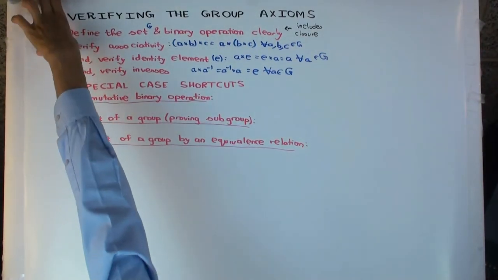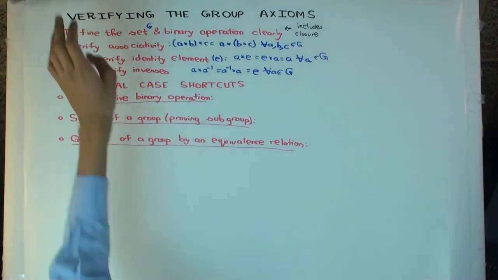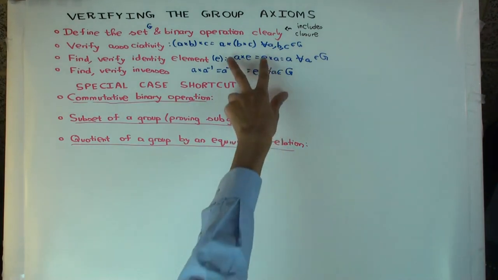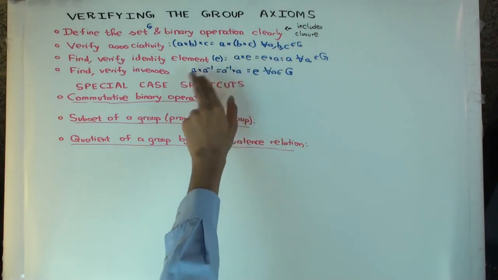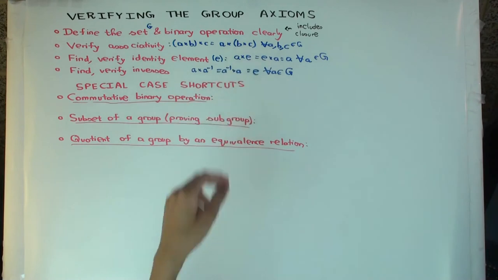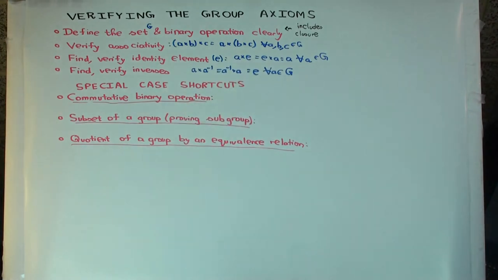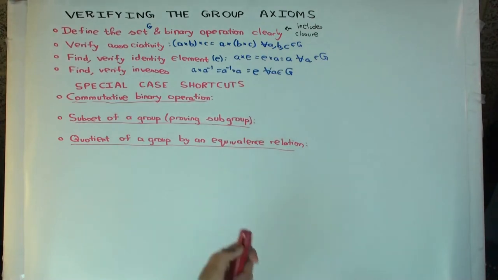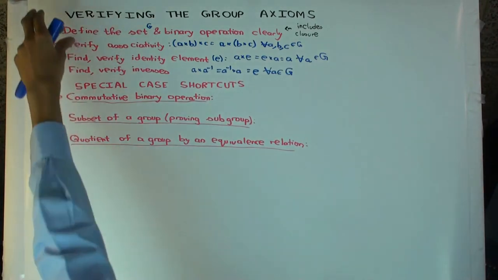So in that case, what happens when the binary operation is commutative? Well, in that case, these two-sided conditions, you just have to check them one-sided. Okay? So if you have shown the binary operation is commutative, then you just have to solve one of these conditions. So the identity element and inverse conditions just need to be checked one-sided.